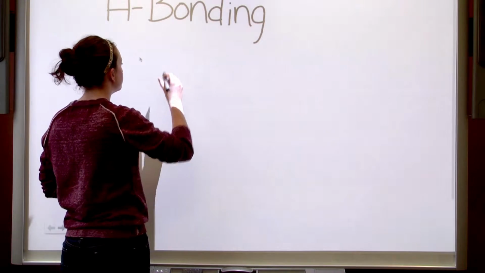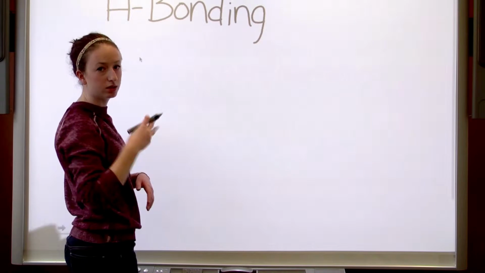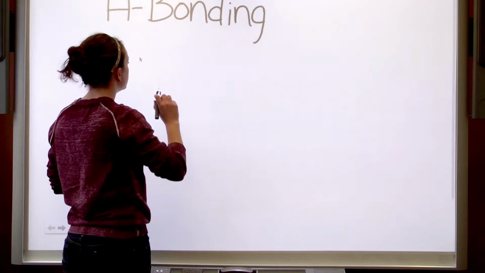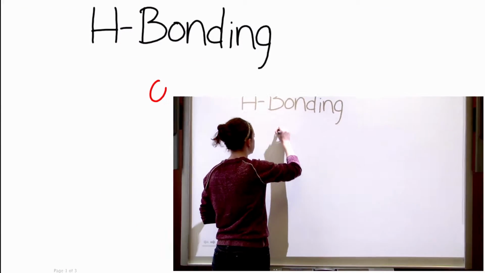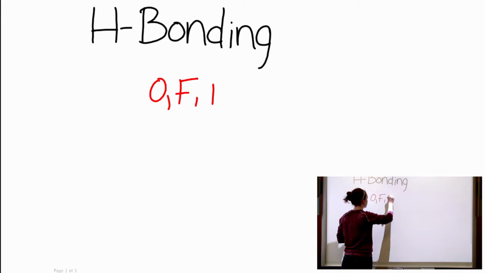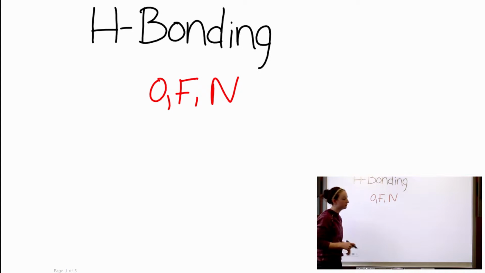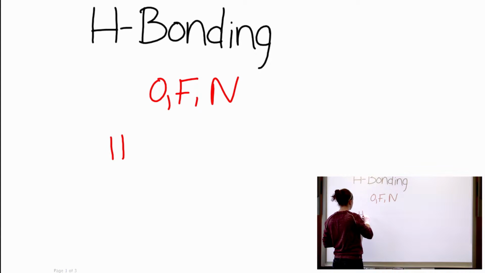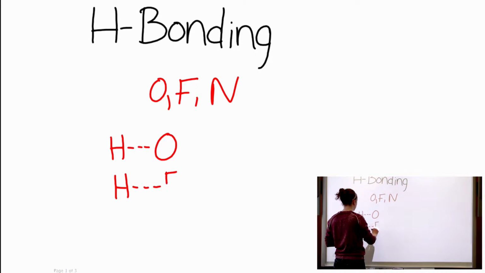The thing to remember is that there's only 3 molecules that will ever H bond, and they are oxygen, fluorine, and nitrogen. So OFN, that's a really important part, and so basically you'll have H bonding to each of these, and this will really affect some of the principal qualities of different molecules that you're looking at.